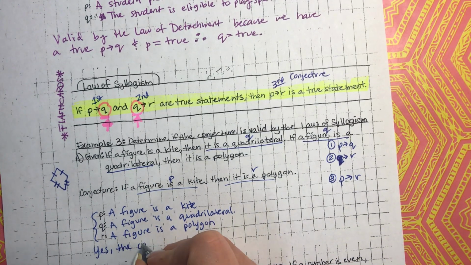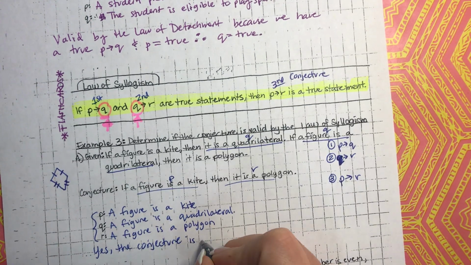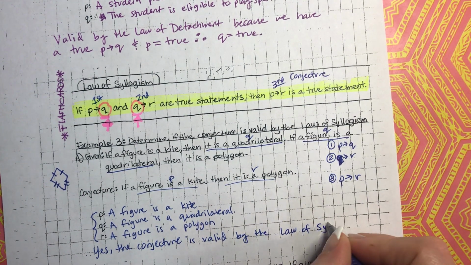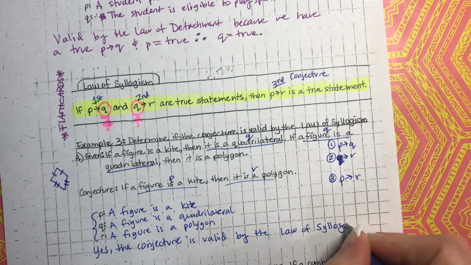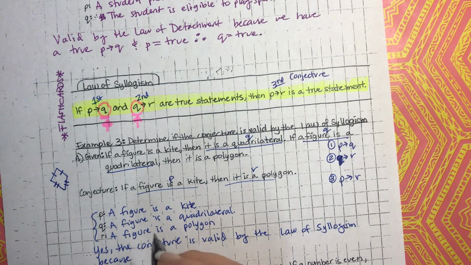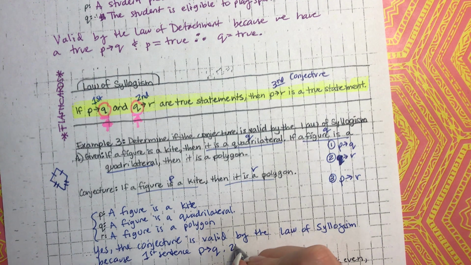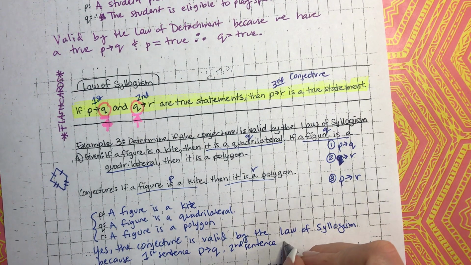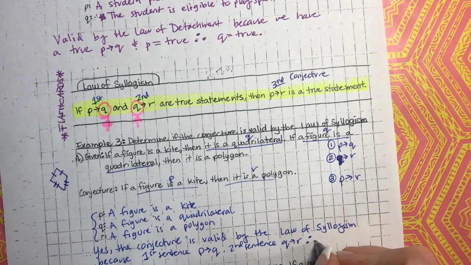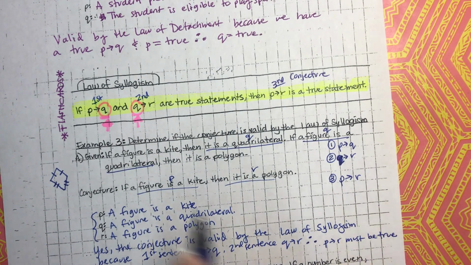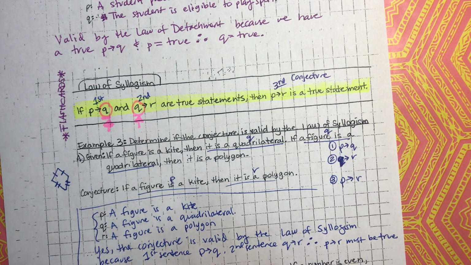The conjecture is valid by the law of syllogism because our first sentence is P to Q, and then our second sentence is Q to R. Therefore, P to R must be true, must be valid, or be true, valid, same thing. Okay? So that is our answer.